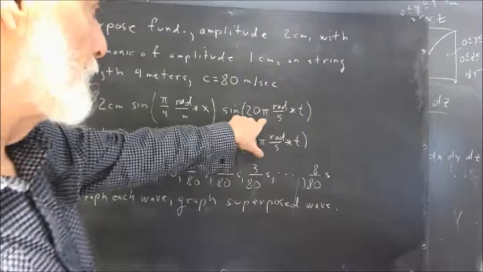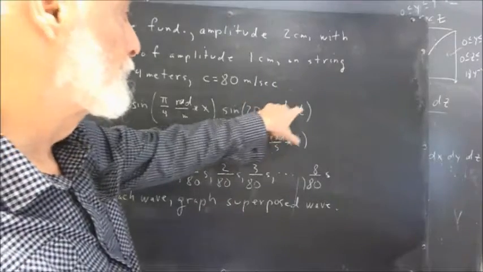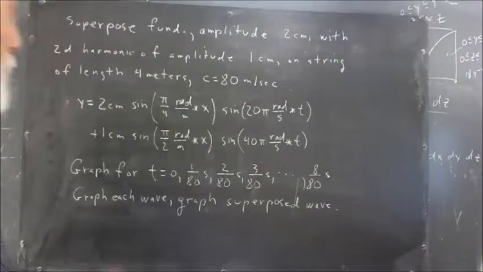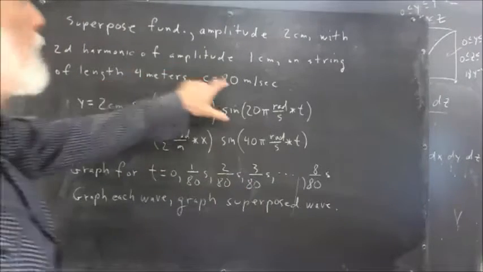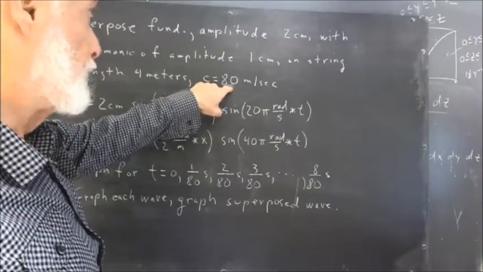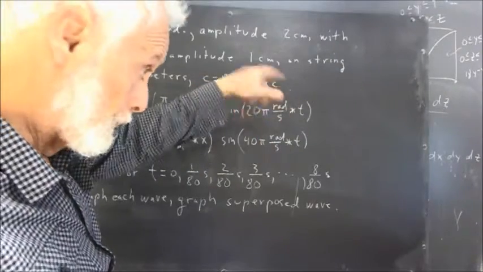You multiply that by the sine of 20 pi radians per second times t. Why 20 pi radians per second? Because an 8 meter long wave moving at 80 meters per second will go through 10 cycles in a second. 10 cycles is 20 pi radians on the reference circle.